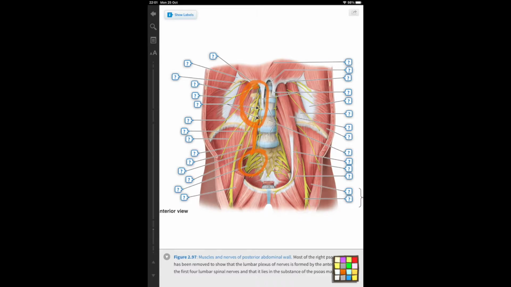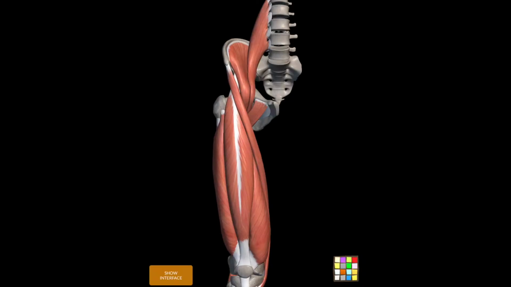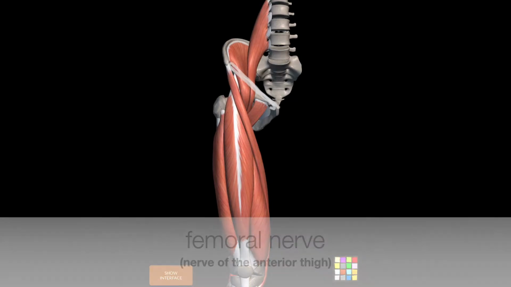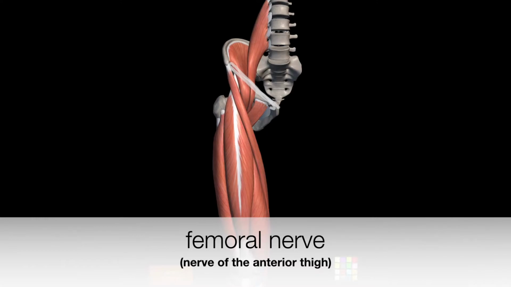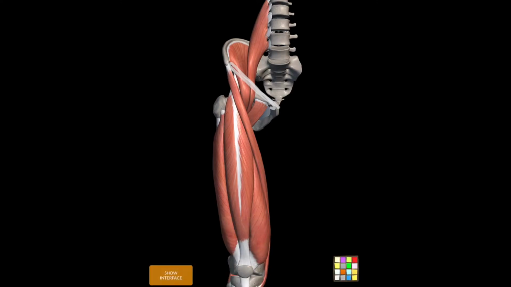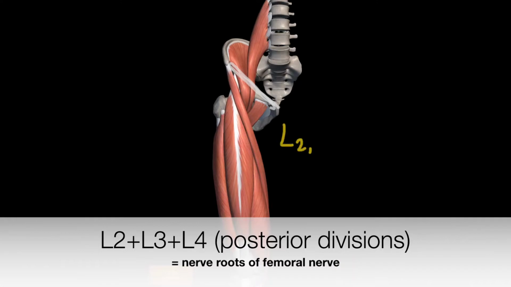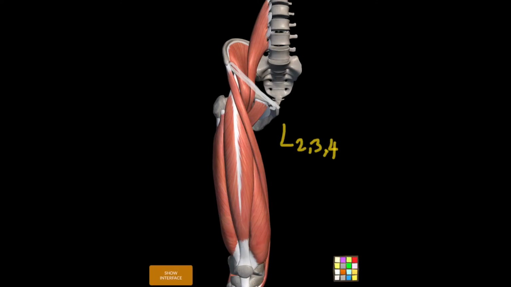However, we can defer learning about the lumbosacral plexus until later and first revise the nerves that we've already come across in our study of the lower limb by compartments, starting with the anterior compartment of the thigh here, which is supplied, of course, by the femoral nerve. So the femoral nerve is derived from the posterior divisions of nerve roots L2, 3, and 4, but we'll discuss that later.